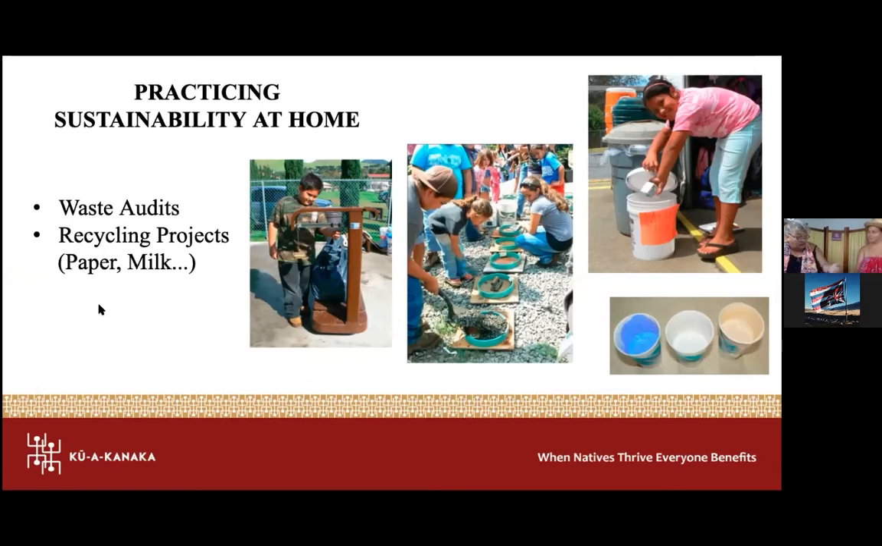Is it just all going in one rubbish bag, or are you recycling, let's say, plastics and cans, bottles, paper, whatever it is? And then once the students have done their inventory and their audit of what happens in their home, then you can encourage them to make recycling projects, right?